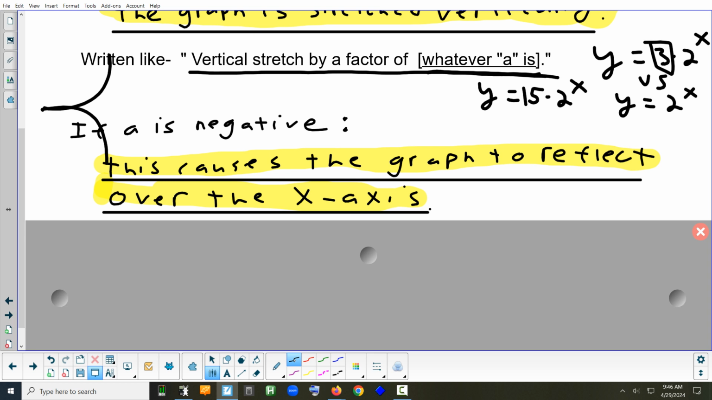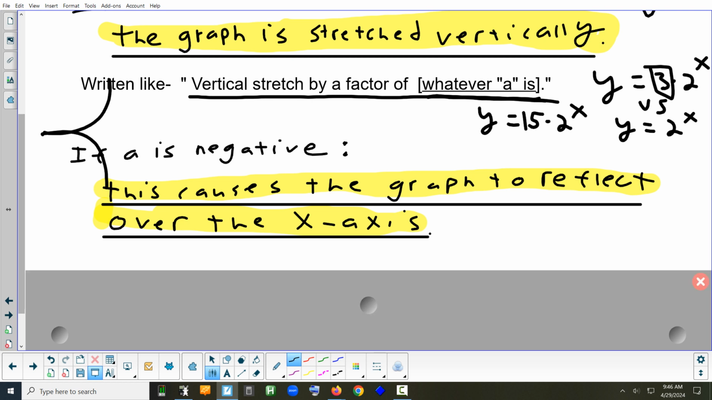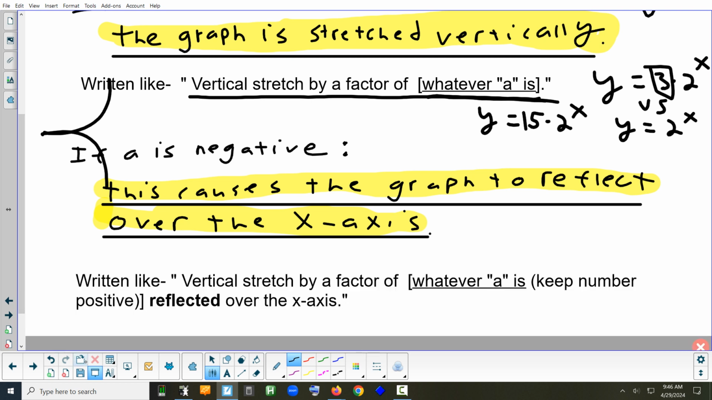All right, so when you describe a graph that has a negative, you're still going to say the same thing you said up here. Vertical stretch by factor of, you're going to have a number, but you're going to have to say one extra thing. And flipped over the x-axis. Okay, so the written like part, that's the part that's important. That's what I'm going to be asking you to write down.